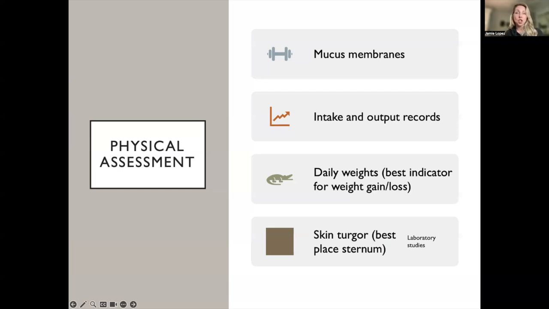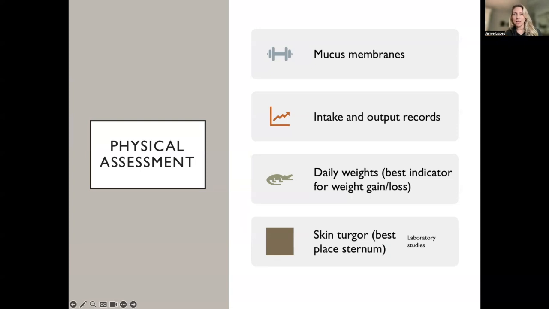And then skin turgor. This is a term that you'll learn. It's a way to just quickly assess if a patient could be dehydrated or not. And you want to pinch their skin, and usually you should do it right here. I'm going to show you right here. You pinch it and it bounces back really rapidly. That means I have a good skin turgor.